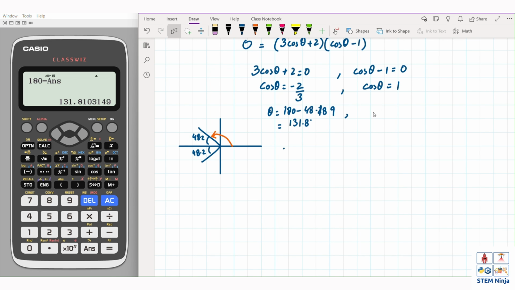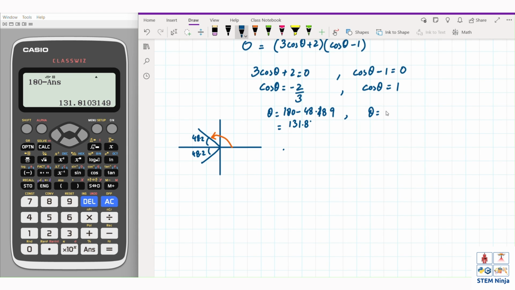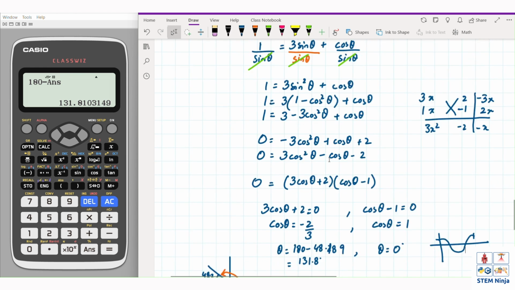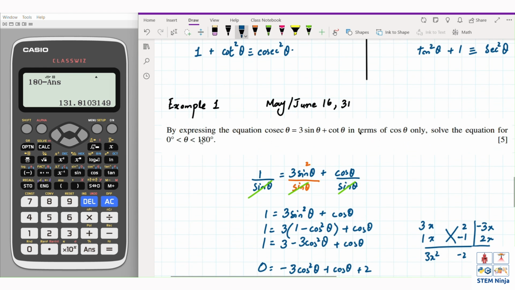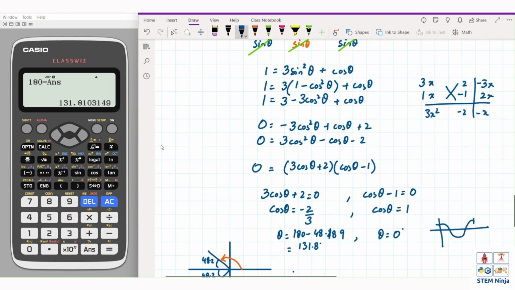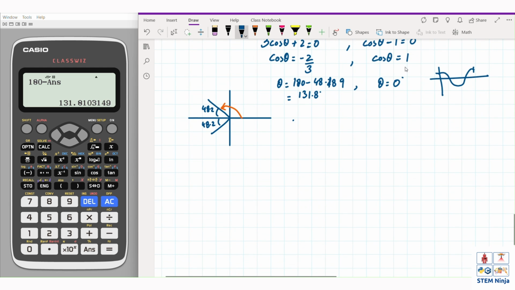Now for the other one, that's fairly easy. That would be 0 degrees because cosine is 1 at 0 and at 360 degrees. However, the question is asking us for 0 to 180 and 0 is not included. So that means this solution will not be used. So the only solution is 131.8 degrees.